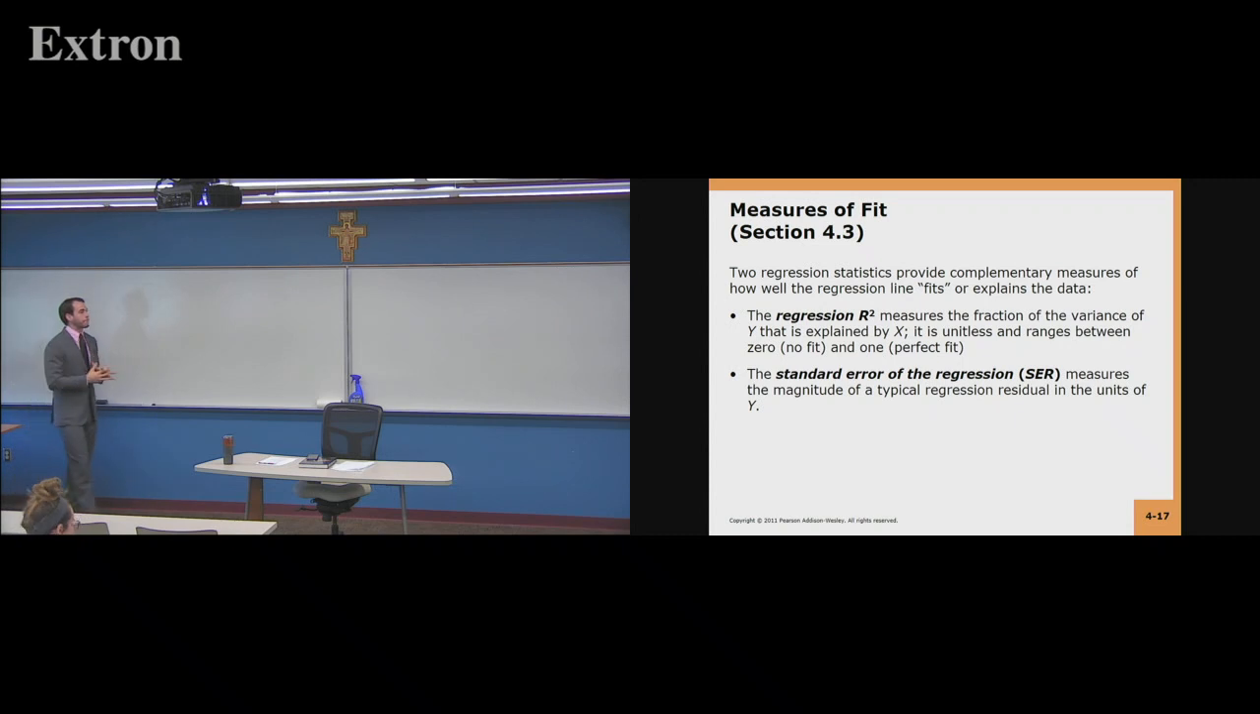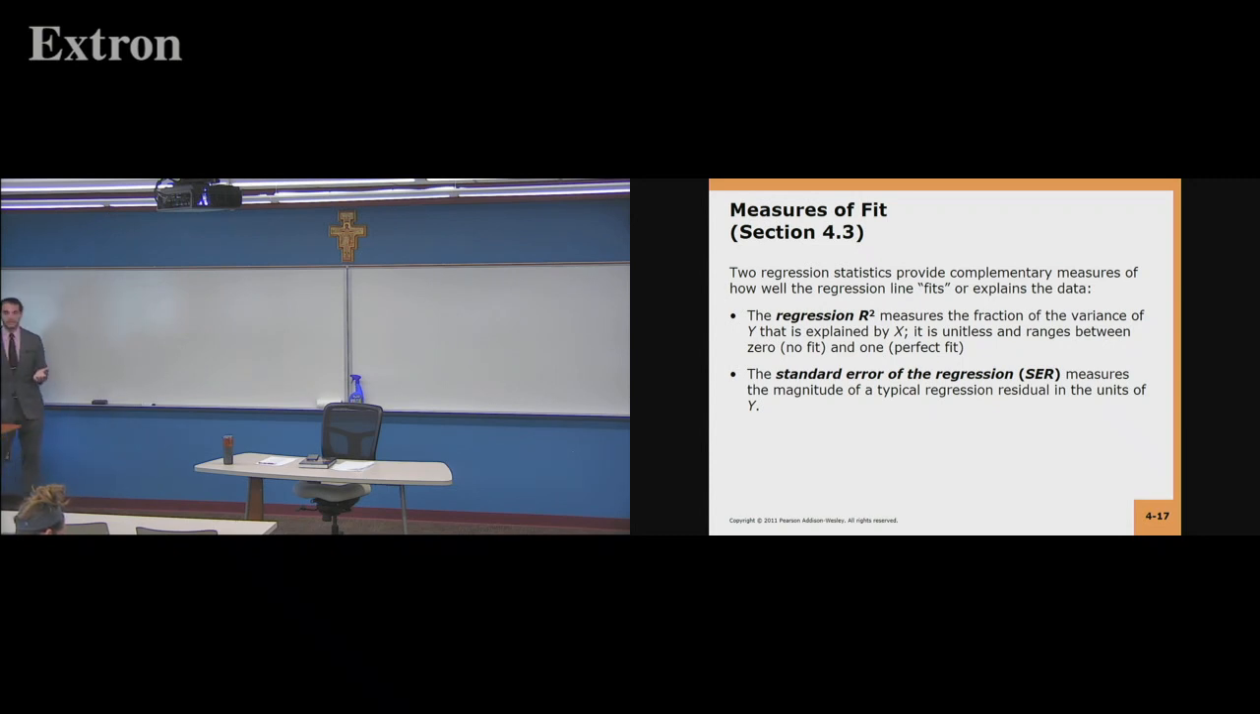So there's two statistics that we can use to understand how well the regression line fits the data, or how much of the data we can explain. The first, and the one that we're going to use, that you'll likely be using for your paper, is the regression R-squared. That measures the fraction of the variance of y that's explained by x. So in this case, the variance of the test scores that is explained by the student-teacher ratio.